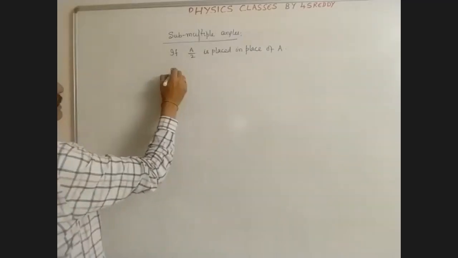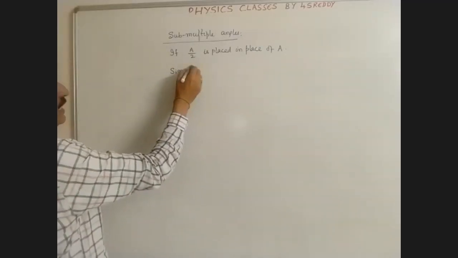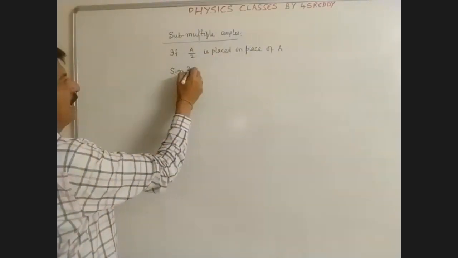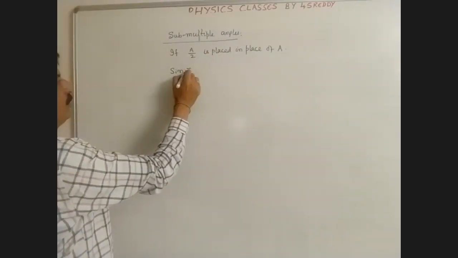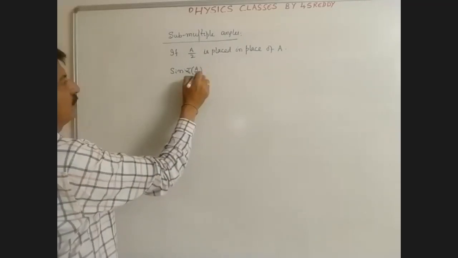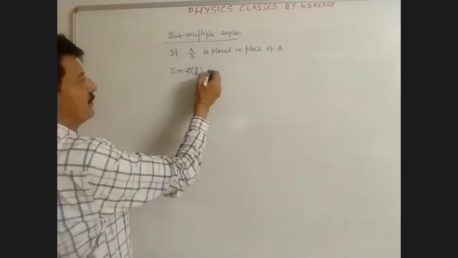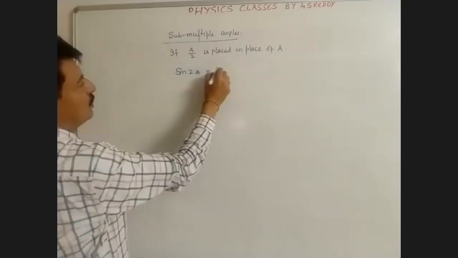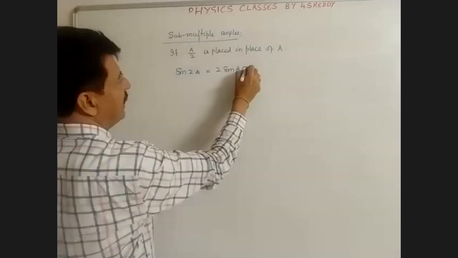That is, suppose sin 2A. Sin 2A is replaced, A by 2, means sin 2 into A by 2. That is cancelled, which becomes sin A. You can write sin 2A is equal to 2 sin A cos A.